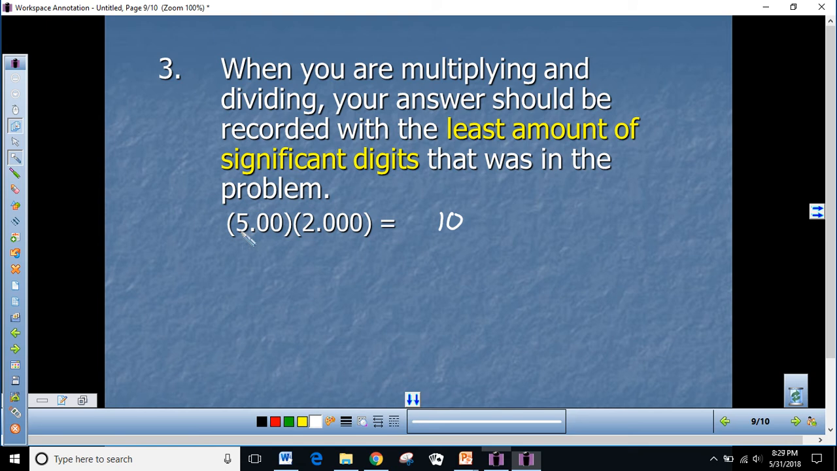So let's look here. This one has 3 sig figs. This one has 4. So your answer needs to match the original problem, whichever was the least, and the least being 3. So I need this number to still be 10 and have 3 significant figures. So I would put 10.0. Crazy math, isn't it? Okay. So next one.